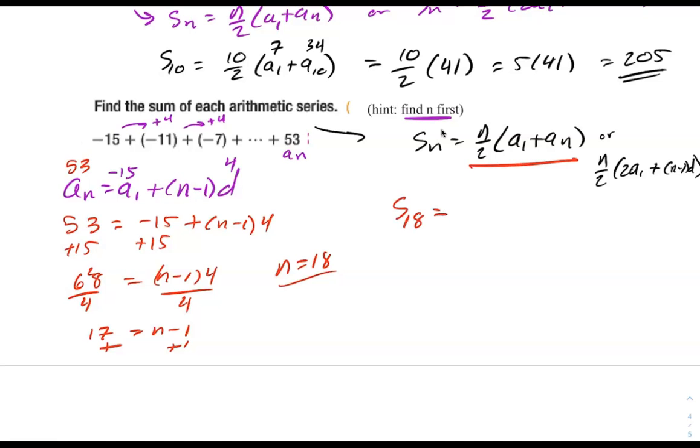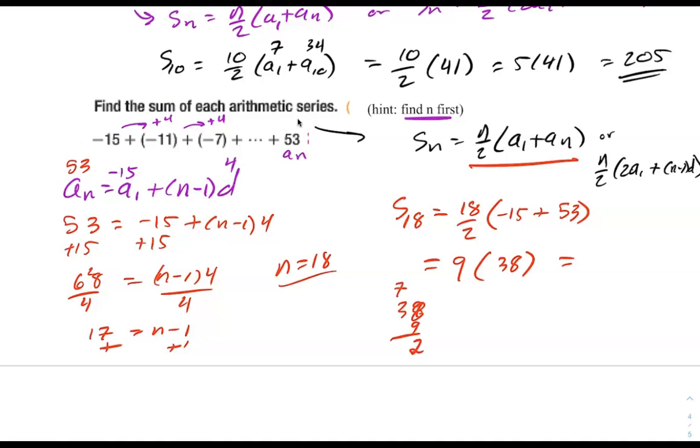Now we can just use this formula. So it'll be 18 over 2. The first term is negative 15, plus the last term. Remember, it is not 18, that's not n, it's an. And an is 53. So if I simplify this, I get 9 times 53 minus 15. So that's 9 times 38. I wish I knew that off the top of my head, but I don't. So let's go 72. 27 plus 7. So 342. There you go. That's it. That's everything. Hope that helped.